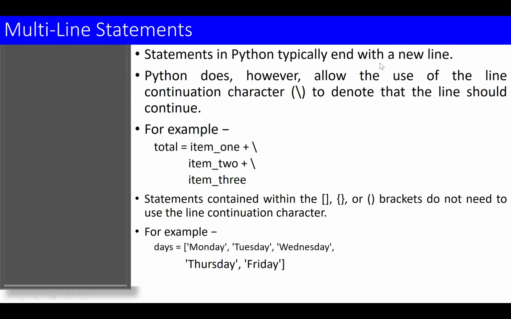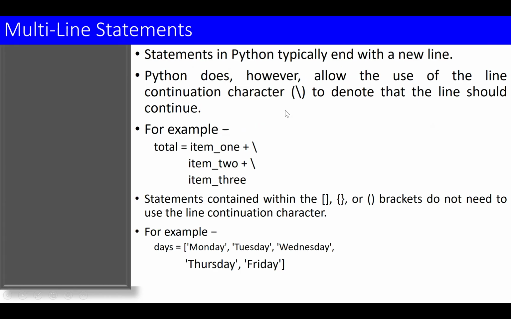Statements in Python typically end with a new line. So to continue a statement over a new line, we use a continuation character. What is that? A backslash, to denote that the line should be continued. For example, total equal to item 1, then a backslash after the first part, then item 2, plus a continuation, plus item 3.